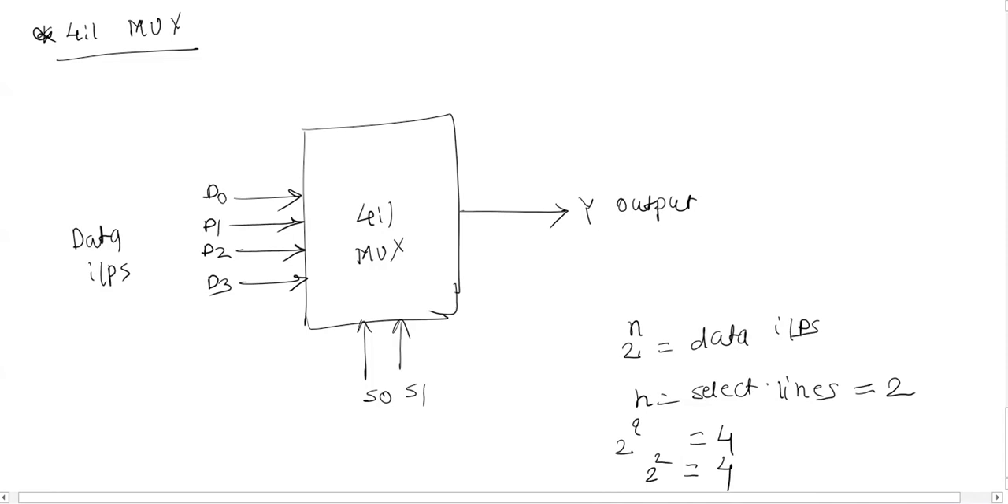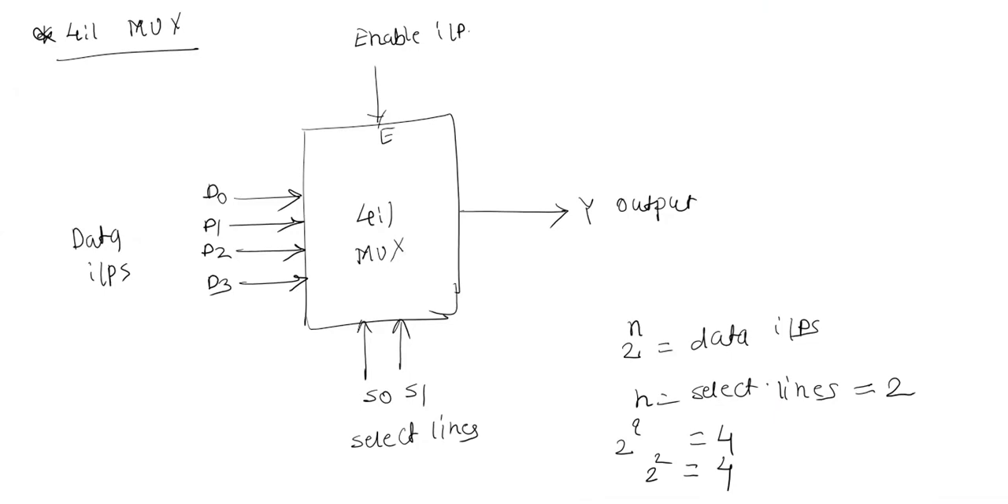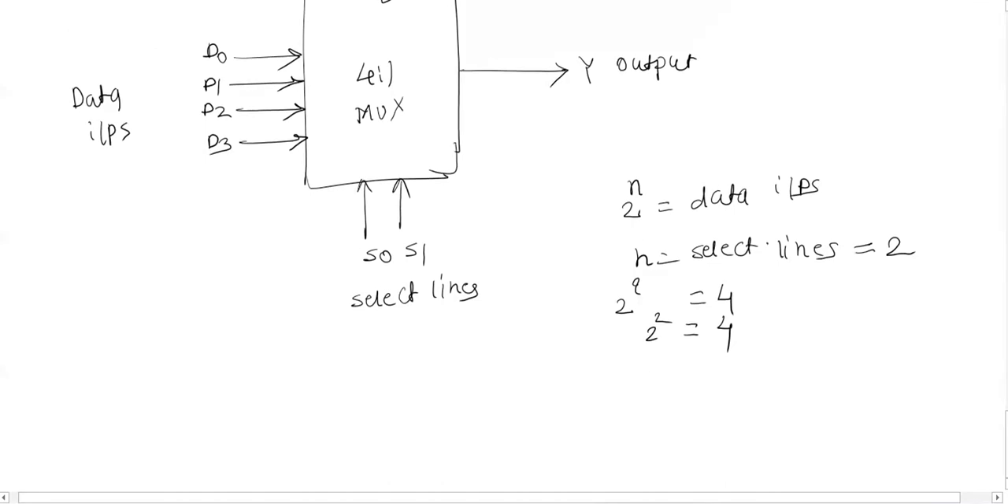Now along with the data inputs and select line inputs, my 4:1 or any multiplexer requires one more input, and that is the enable input. This enable input E will be either 0 or 1 to enable the multiplexer. Unless the enable input is enabled, the multiplexer will not get activated and it will not perform the many to one operation. Here in the 4:1 multiplexer, out of these 4 data lines, 2 select lines are selecting one as an output.